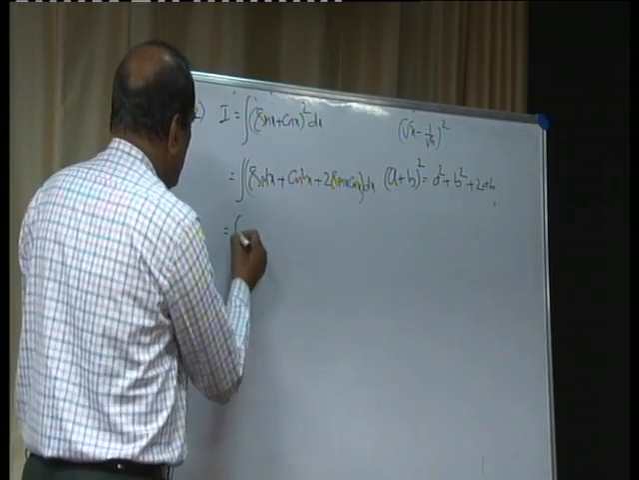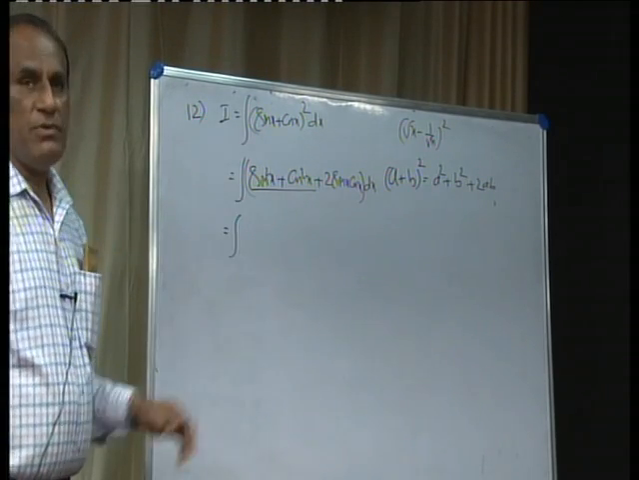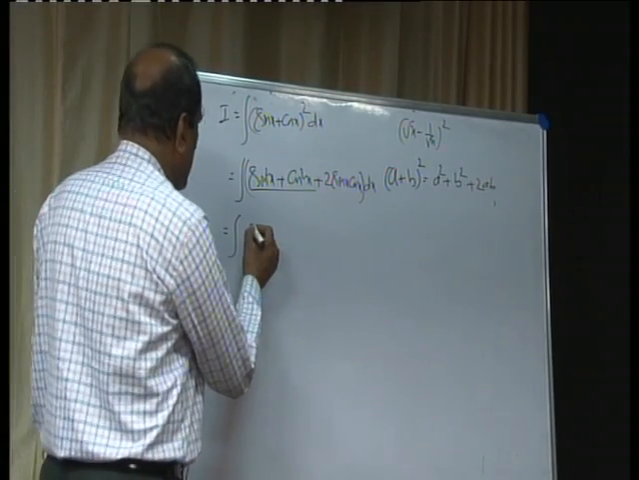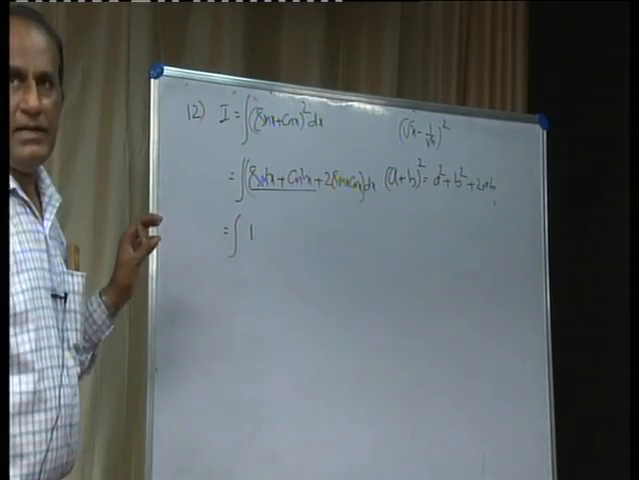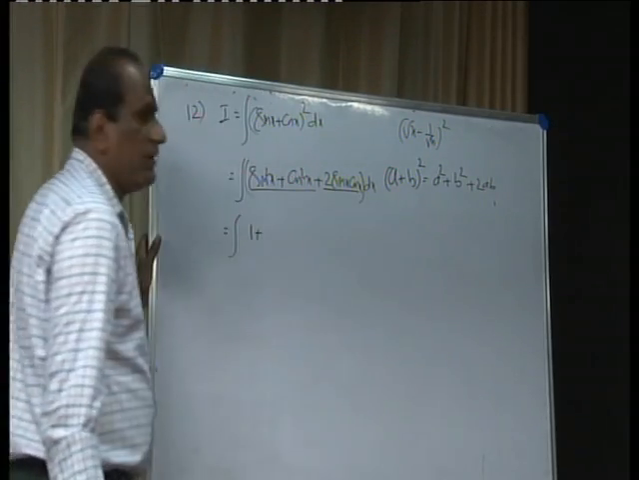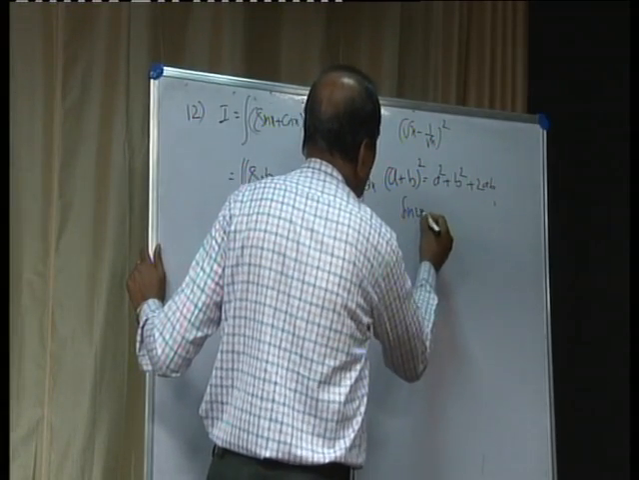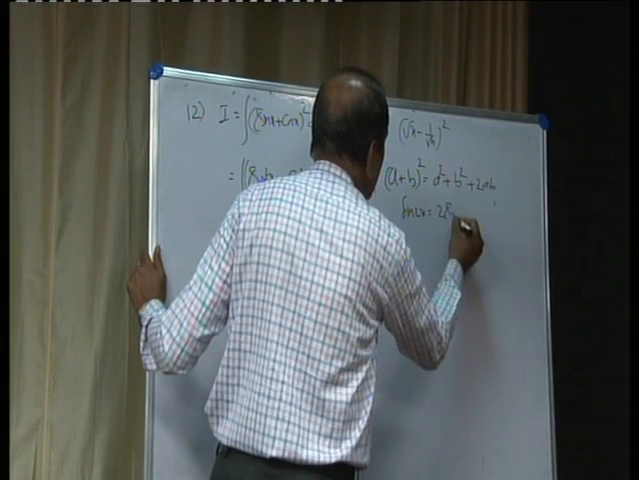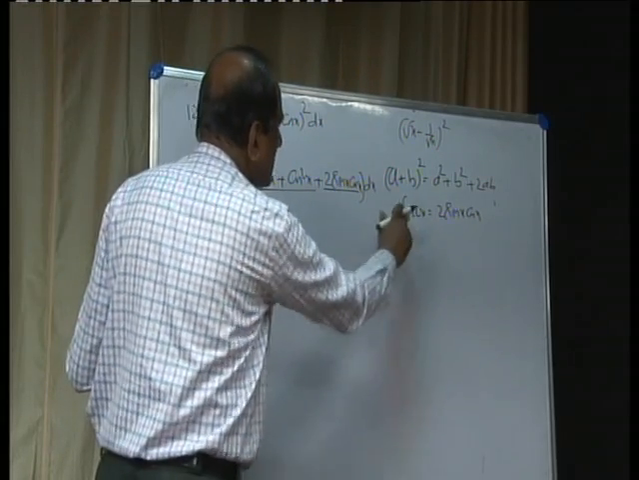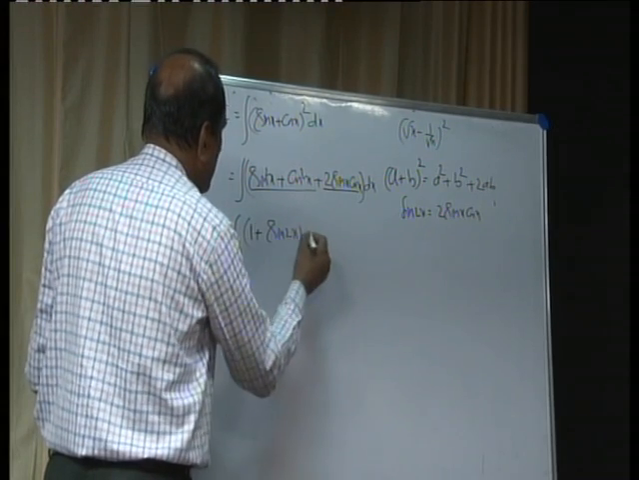Now see here, there is an identity in trigonometry. What is that identity? Sin square x plus cos square x is equal to 1. So write 1 using the trigonometric identity. Now this is exactly the expansion of the multiple angle sin 2x. What is sin 2x? Sin 2x is equal to 2 sin x cos x. So therefore we can write 2 sin x cos x as sin 2x. So 1 plus sin 2x dx.